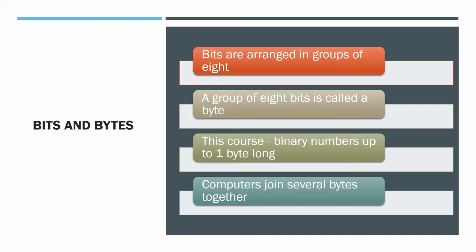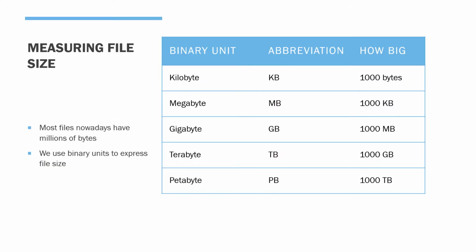So as I've said, the bits are arranged in groups of 8. A group of 8 bits is called a byte, and all the data in the computer is stored using bytes. On this course, we're only really going to look at binary numbers up to 1 byte long, but obviously in real life, the computer will typically join many bytes together. Most files and the computer's memory itself are composed of millions or billions of bytes.